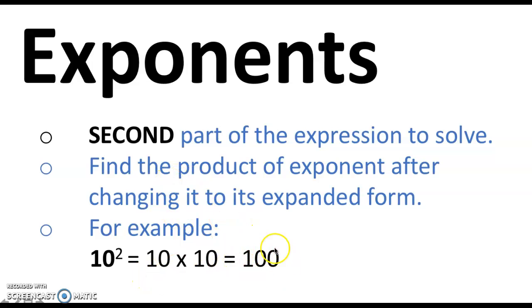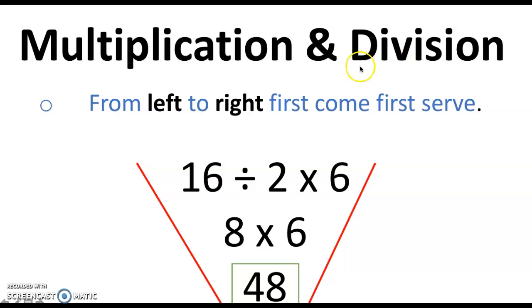After you find the product of the exponent, you're welcome to move on to the next part of the expression, which would be either multiplication or division. The reason why I have these two steps together is because even though the M comes before the D in please excuse my dear Aunt Sally, these two are basically equivalent in their order. What I mean by that is, if both of these are in an expression at the same time, you solve them from left to right. From left to right, first come, first serve.